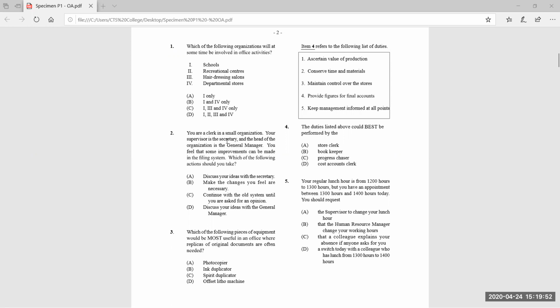Secretary, exactly, right? So if you have something to say, you have to take it to the secretary. Very good, it's A. So if you have any actions that you would like to take, you have to take it to the secretary, who will then take it to the general manager. Got that? So yes, your answer is A because that's the chain of command, right? Good.